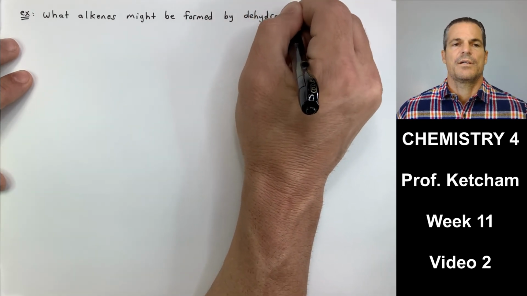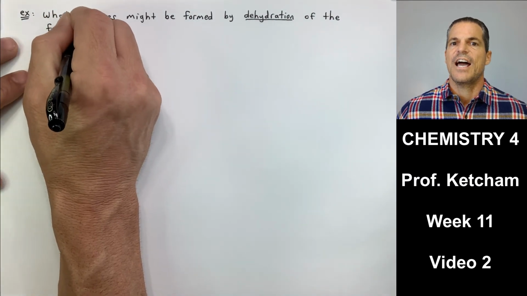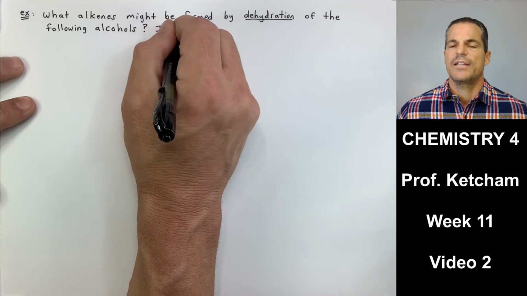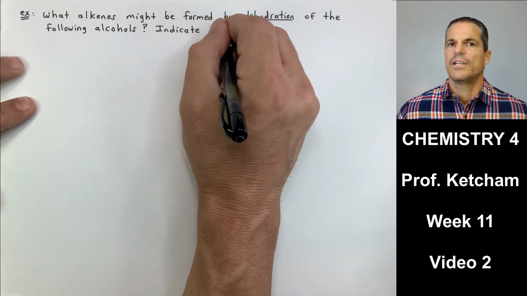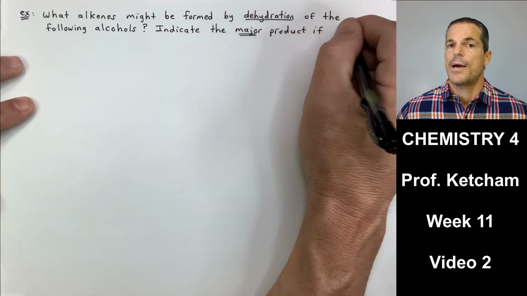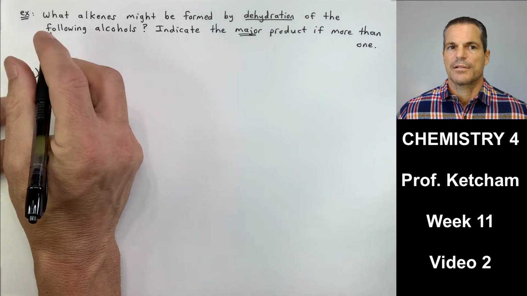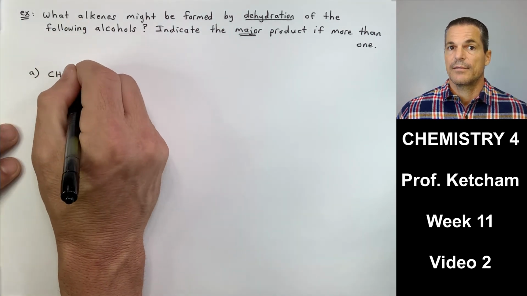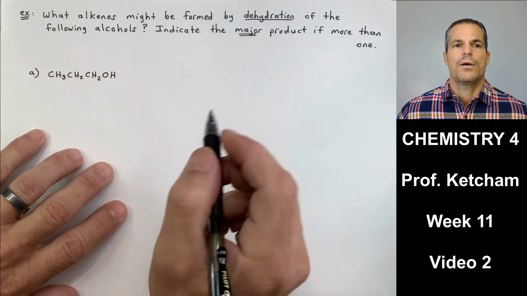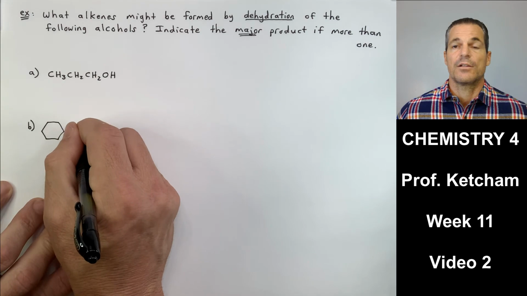So let's practice some of those. Example, what alkenes might be formed by dehydration of the following alcohols? When you dehydrate an alcohol, what do you get? You get an alkene. All right, so we want to indicate the major product as well. If you ever make an alkene product, the one that has the most organic parts attached to it is the most favorable. So here I have what? That is 1-propanol. And for B, I have cyclohexanol.